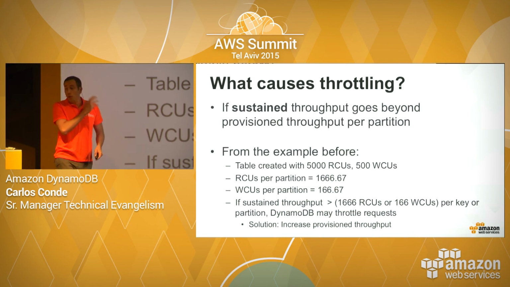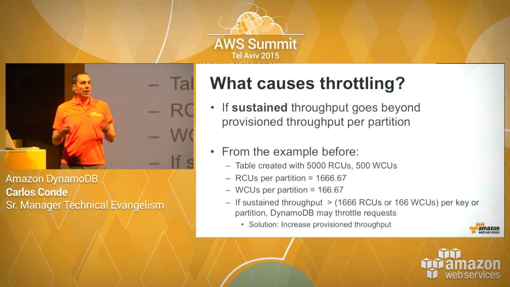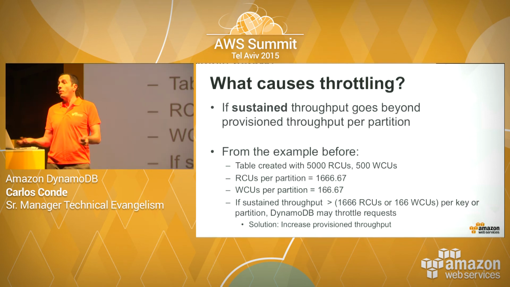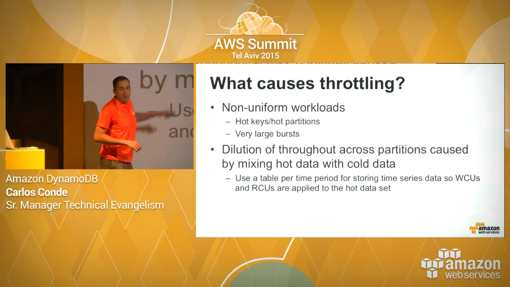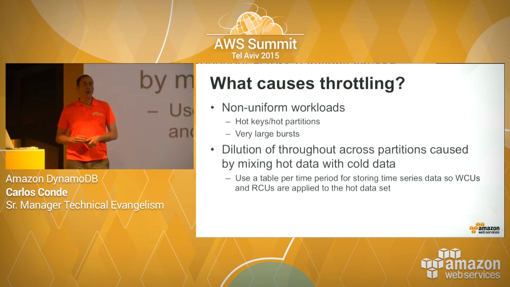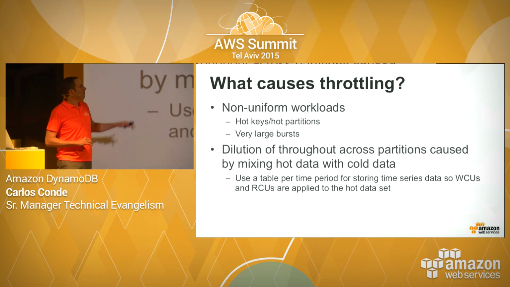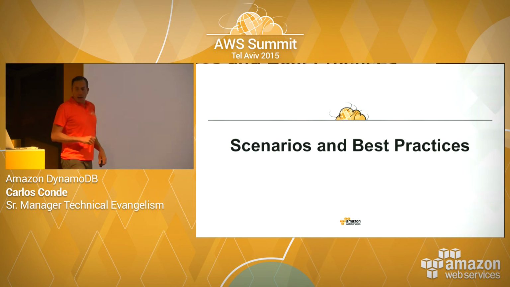So what causes throttling? Of course, one cause is what we just saw. If you provision, let's say, 1,000 read capacity units, and you're reading way more than that, you're going to be throttled, obviously. The other one is when you have non-uniform workloads, and those are perhaps a bit trickier to detect. So let's see the scenarios, and we're going to discuss everything here to make sure that we understand all that. A couple of scenarios.